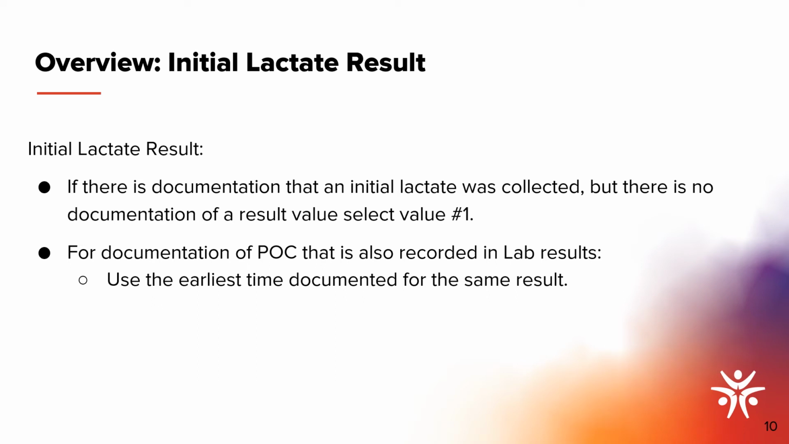The initial lactate result. If there is documentation that an initial lactate was collected, but there's no documentation of a result, select value 1. Remember that part of the value 1 answer is the following: the initial lactate level was less than or equal to 2, or there is no result in the chart, or unable to determine the result. For documentation of point-of-care testing that is also recorded in the lab results, use the earliest time documented for the same result.